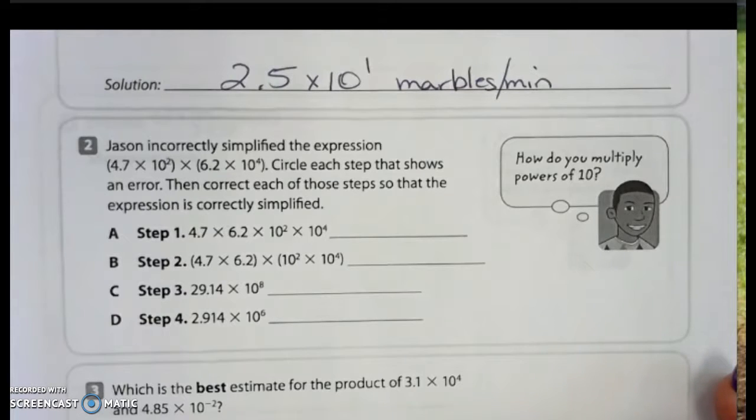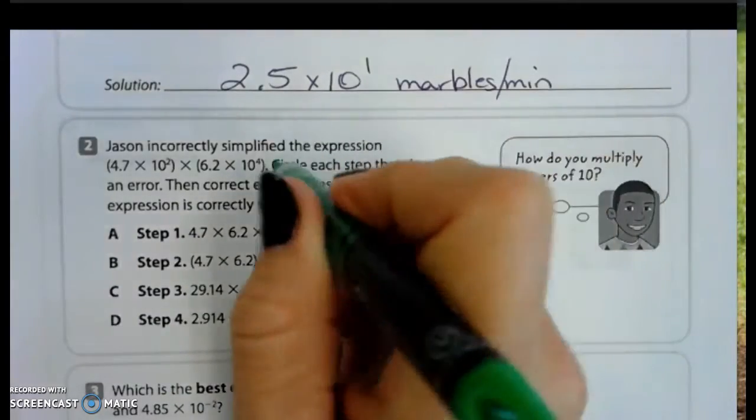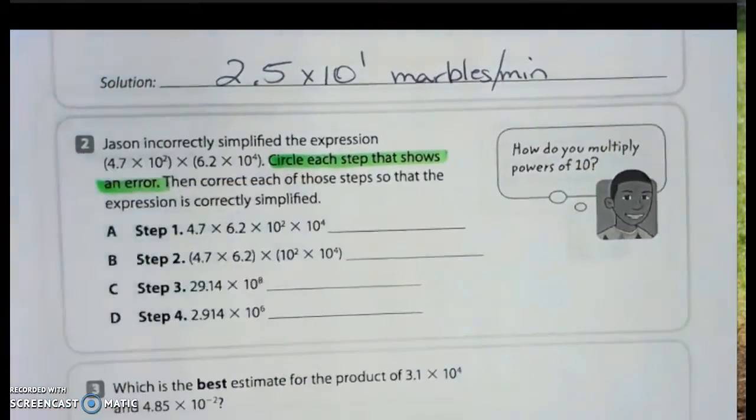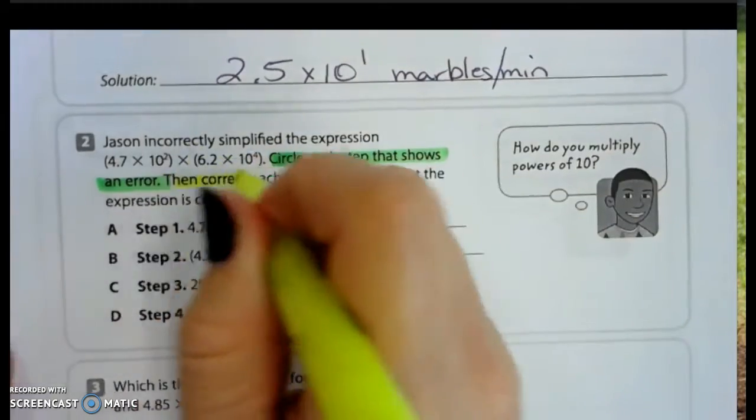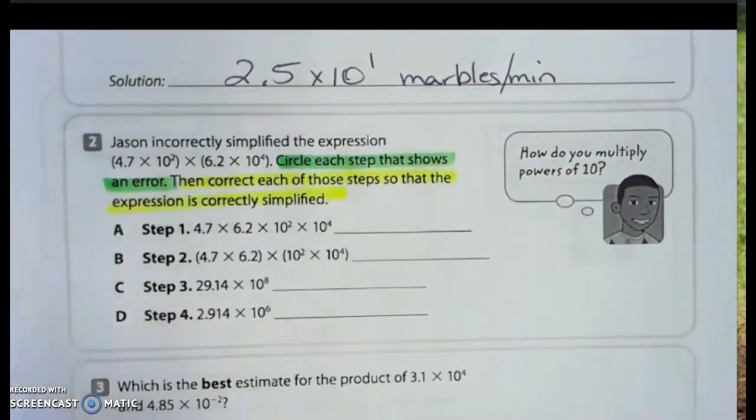Jason incorrectly simplified the expression. Circle each step that shows an error. So there's one thing they wanted you to do. Circle each step that shows an error, and then correct each of those steps so that the expression is simplified correctly. So you've got 2 jobs on this question. A lot of people skip this question because I guess you had no idea what to do. Circle each step that shows an error, and then correct each of those steps to make it correct.